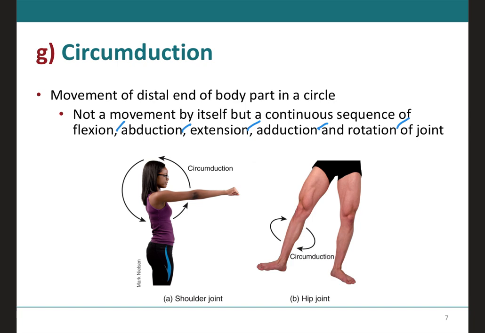Here we have a couple of circumduction. We have one at the shoulder where you can see how they're going around in circles right over here. So this would be circumduction. And also at the hip where the thigh is moving in a circle. So this would be circumduction at the hip joint.